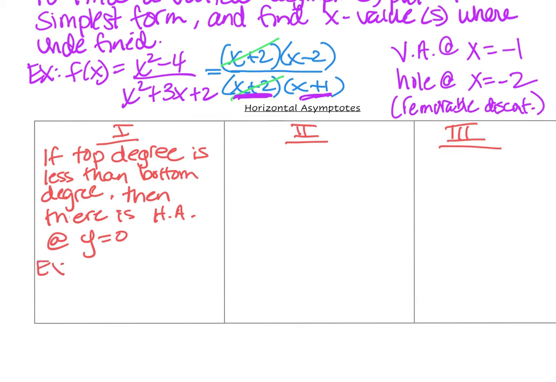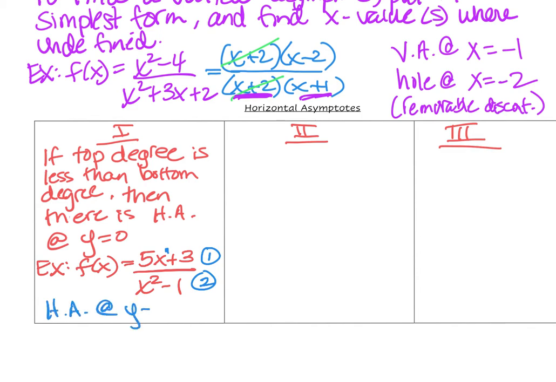Okay, so for example, let's say you had this function here. F of x equals 5x plus 3 over x squared minus 1. Okay, so let me just choose a different color here to go through the degrees. So the top polynomial right here would really be a degree 1 because it's linear, right? Because the highest degree is 1, and the bottom degree is a degree 2. Okay, so in this case, the top degree is less than the bottom degree, and this one would have a horizontal asymptote at y equals 0. Okay, so let's see what else could happen, right? So again, we're just comparing the degrees.